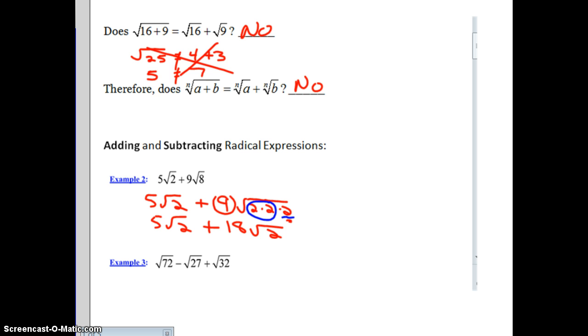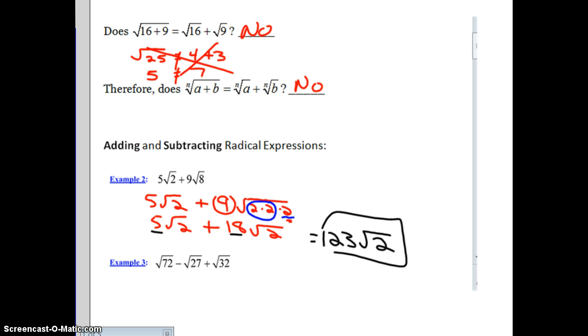Now, look at what we have: 5 radical 2 plus 18 radical 2. We're going to add these coefficients here. 5 plus 18 is 23. Our radicand stays the same. Remember, in order to add these radicals, the radicand must be the same, and it stays the same. So we're going to have 23 radical 2. That's your answer.